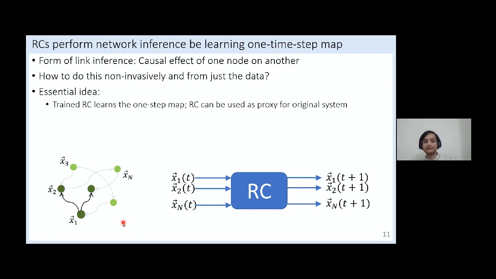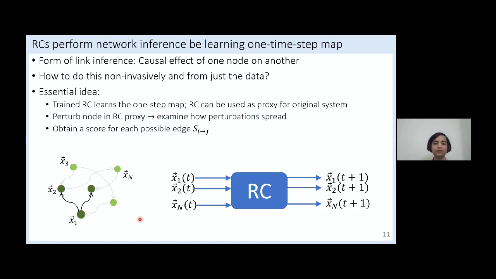And the key idea is to be able to use the reservoir computer, right? So what you do is you train the reservoir computer once again to learn the one-step map. So now instead of just inputting one time series, I input all n time series. And I ask the reservoir computer to learn the t+1th step of all of these n nodes, right? And so if my training has been done appropriately, the trained reservoir is going to learn the one-step map, which means that my reservoir can now behave as a proxy of my original system, right?